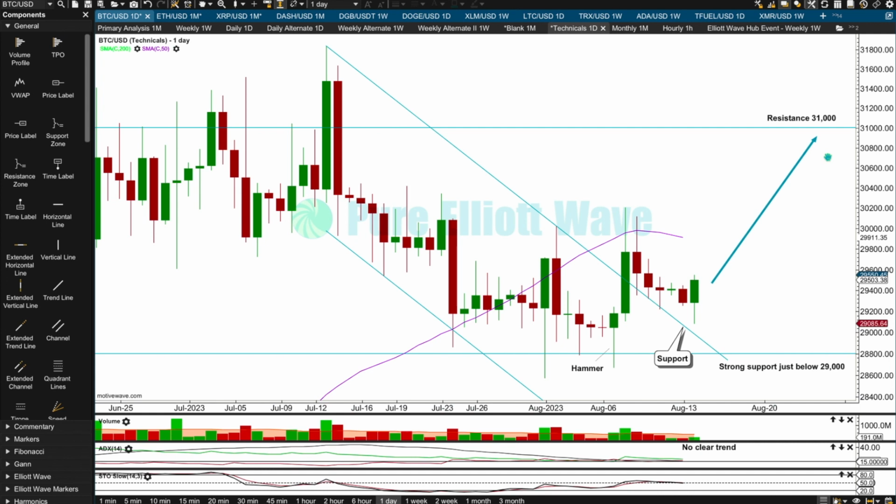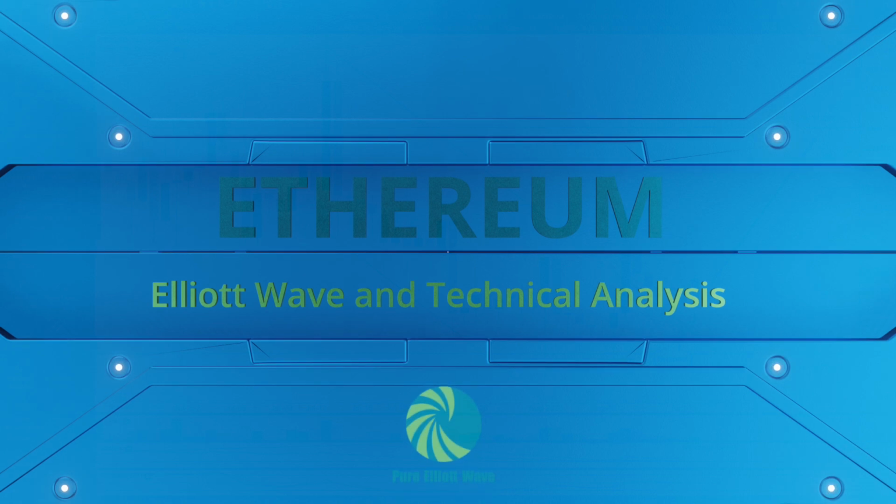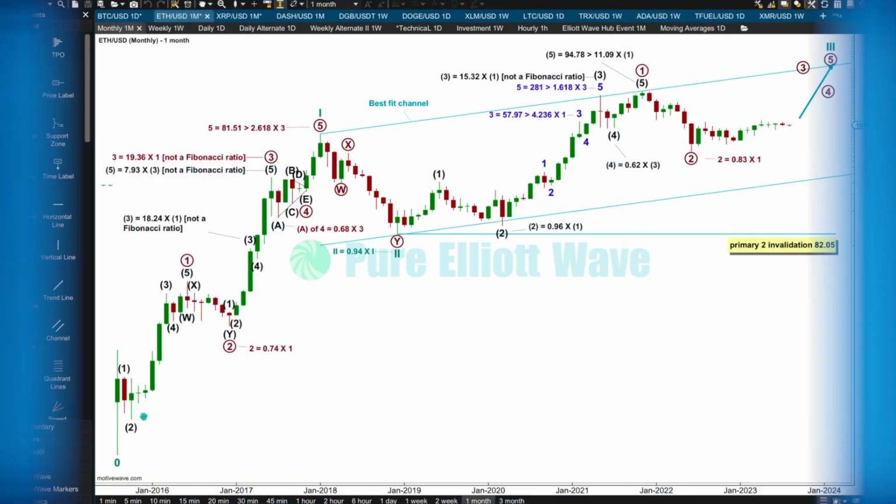Price does not move in a straight line unless it's the very end of a third wave. The fifth wave of a third wave, that's when you're going to see those vertical upward spikes. We're way early in the bigger picture for Bitcoin here, so nowhere near that. Ethereum, the monthly chart, pretty much the same.